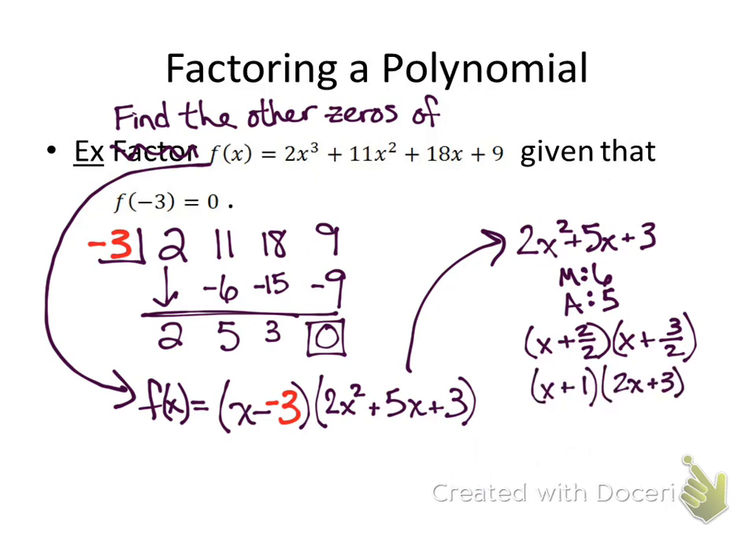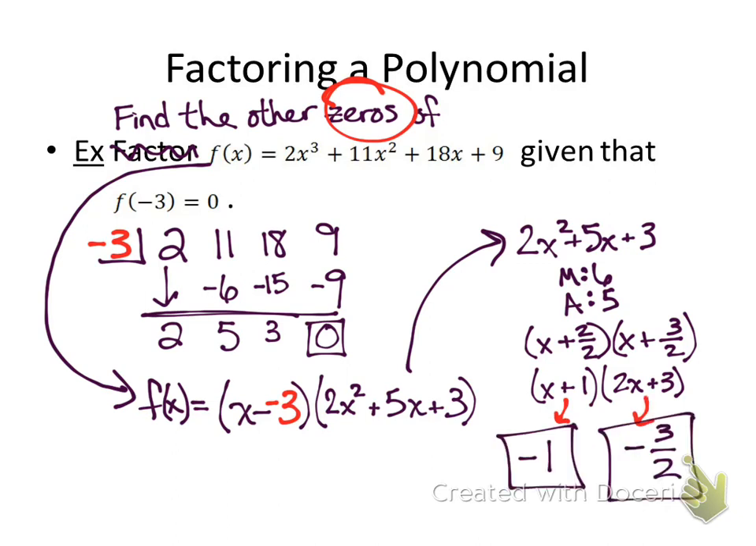After we simplify, all right, what's going to make each one of these zeros? Because we're trying to figure out what are the zeros. So what would make this set of parentheses 0? What would make this set of parentheses 0? Point of this is to find the other zeros.